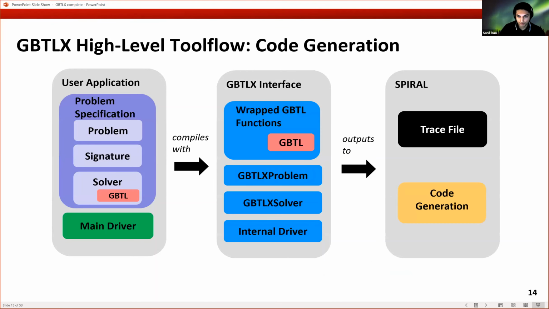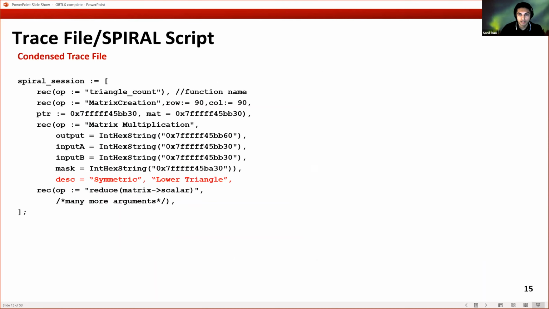Just to recap all this, we have this user application where we describe the problem data set that we're after and the algorithm. Then we compile that with our interface. This interface will execute the internal driver, which will call that random problem instance function, our representative problem, and create our computational trace file of the application. Again, this trace file will capture those GBTL operations, using those wrapped functions that we saw. The trace file will then be used by the Spiral system to produce a high performance variant of the original application. Here's a quick example of what a trace file could look like.